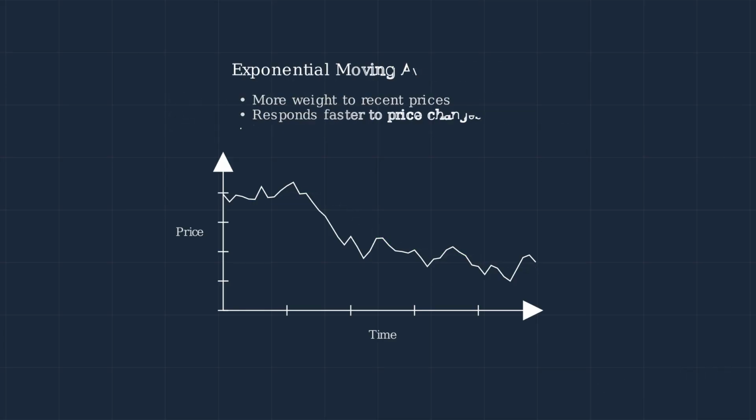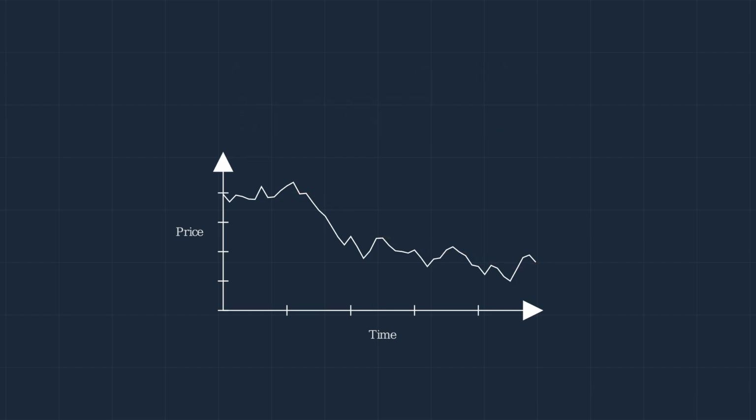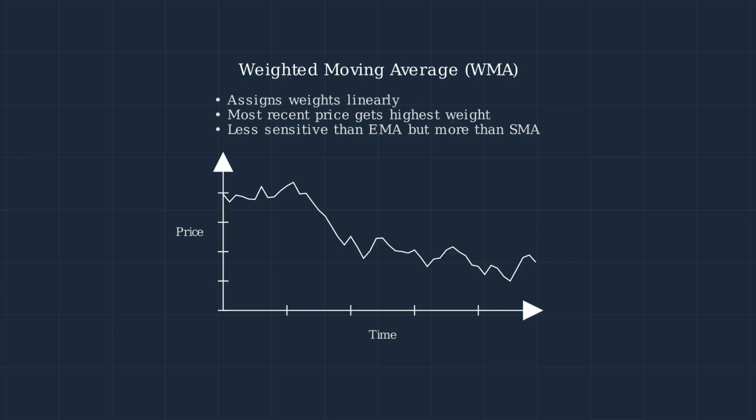The exponential moving average, or EMA, gives more weight to recent prices, making it more responsive to new information. The EMA uses a multiplier that applies more weight to the current price, allowing it to respond faster to price changes. The weighted moving average assigns weights linearly, with the most recent price getting the highest weight.